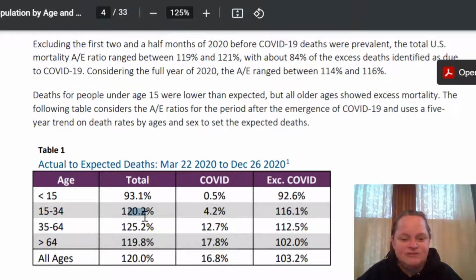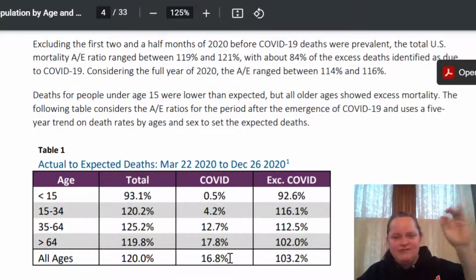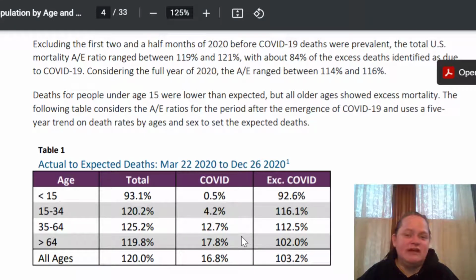So for age 15 to 34, it was about a 20% excess mortality for that period. For 35 to 64, 25%. And then for greater than 64, again, about 20%. Okay, that's that column there. Then the next column are the number of COVID deaths divided by that expected number of deaths for that period. So basically, we're asking how much of the excess mortality is explained by official COVID deaths.